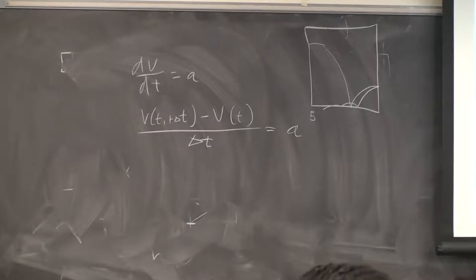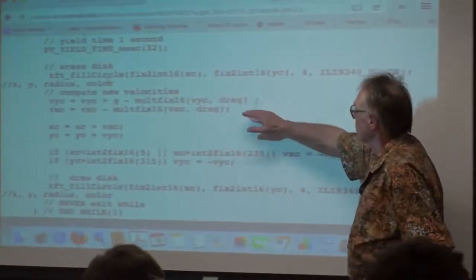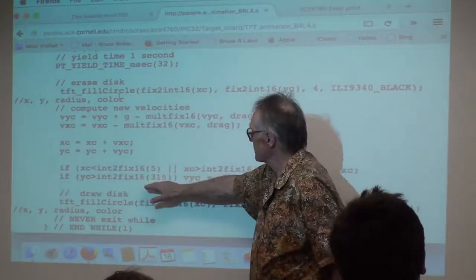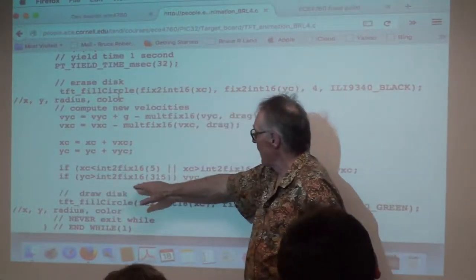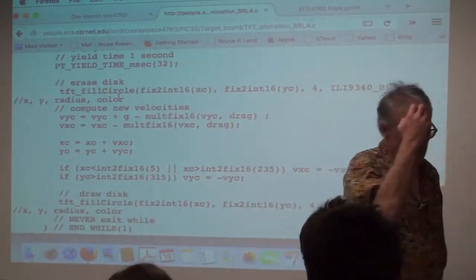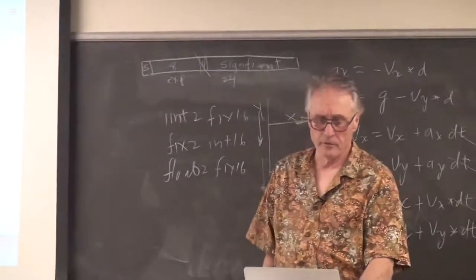So this code uses most, I think, all of the functions that you're going to need in your code. It exercises intfix, floatdefix for setting up a calculation. It does fixed point arithmetic, and it does comparisons between fixed numbers and fixed constants, which is what you're going to need to do.